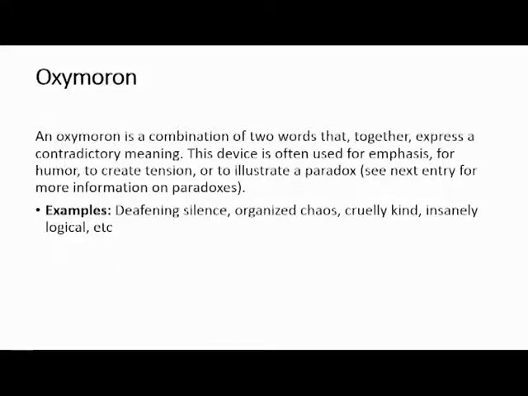And then we have organized chaos. How can chaos be organized? We have cruelly kind. We have insanely logical. So these are two words that express contradictory meaning.